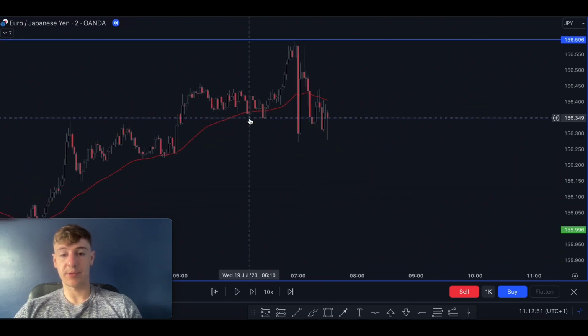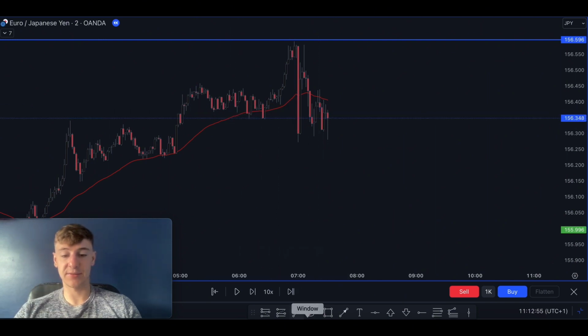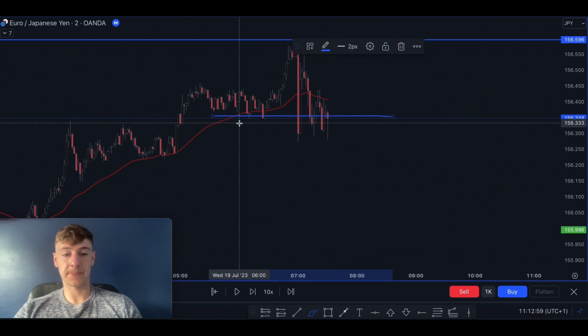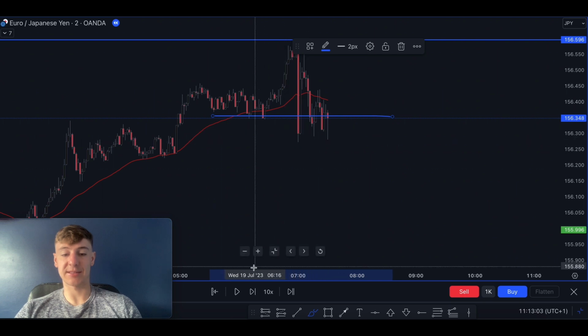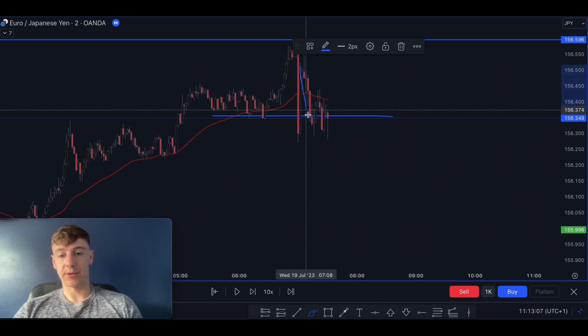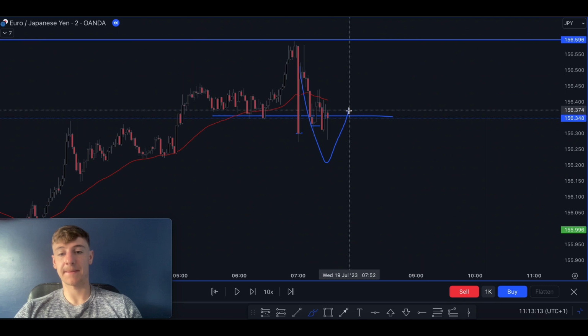Okay, we've broken out below here, which is nice. It's not massively clean though, if you look, because this level here, we haven't clearly broken down. That's the negative. We haven't broken out, then pulled back. We've sort of subtly broke down. So that's the negatives. Would it warrant taking the trade?